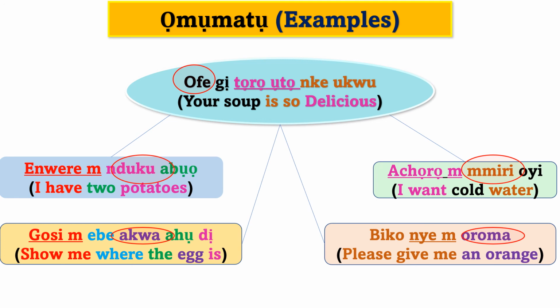That's oroma. Now, I encourage you to form sentences with the items highlighted in this study using our 5 words. The 5 words are enwerem, achọrọ, gosim, nyem, yana, tọrọ ụtọ.